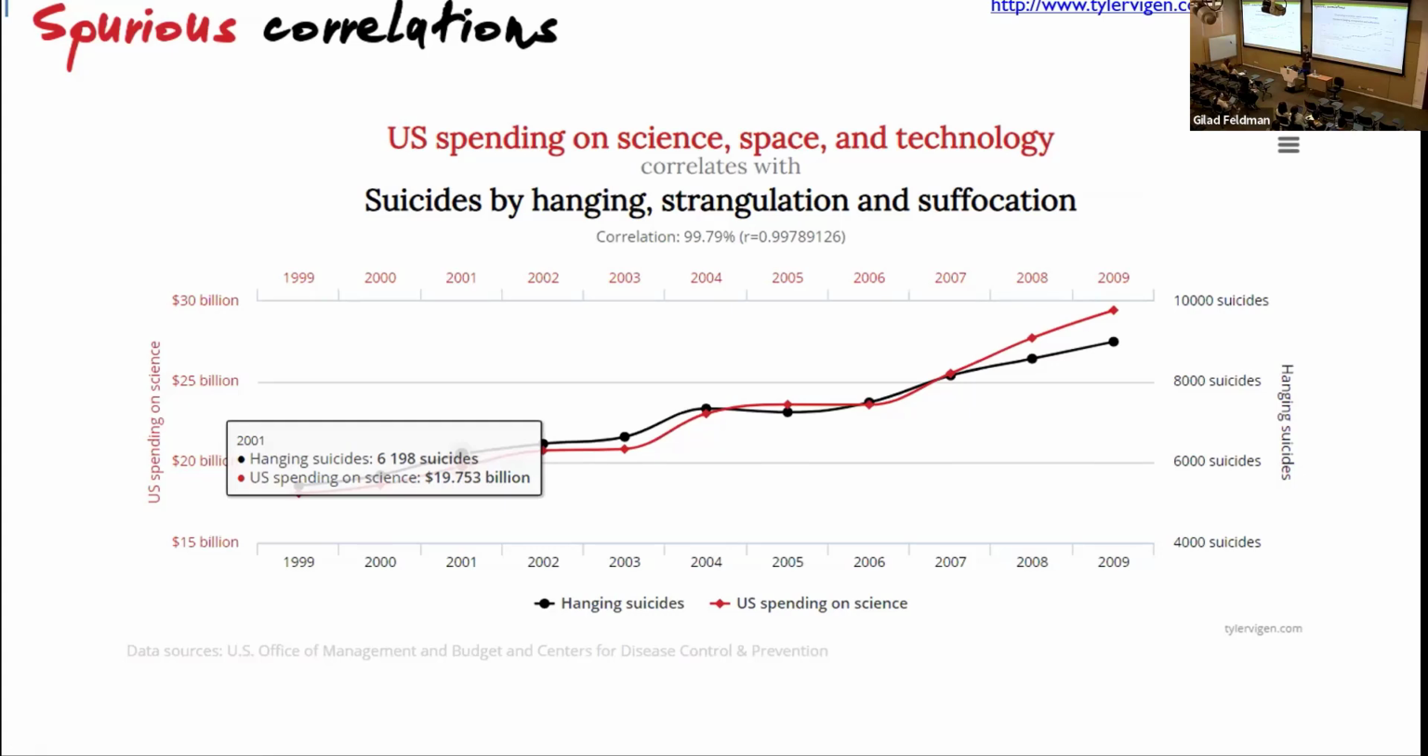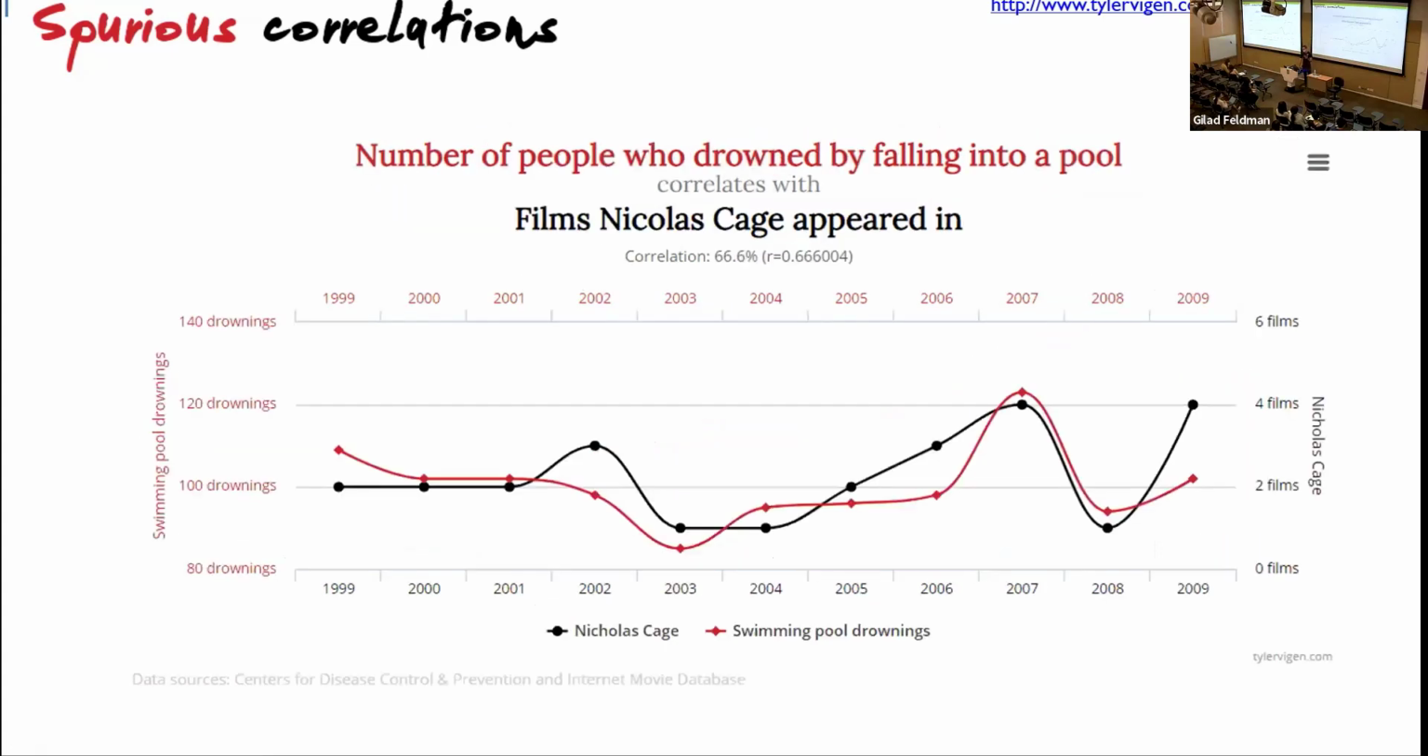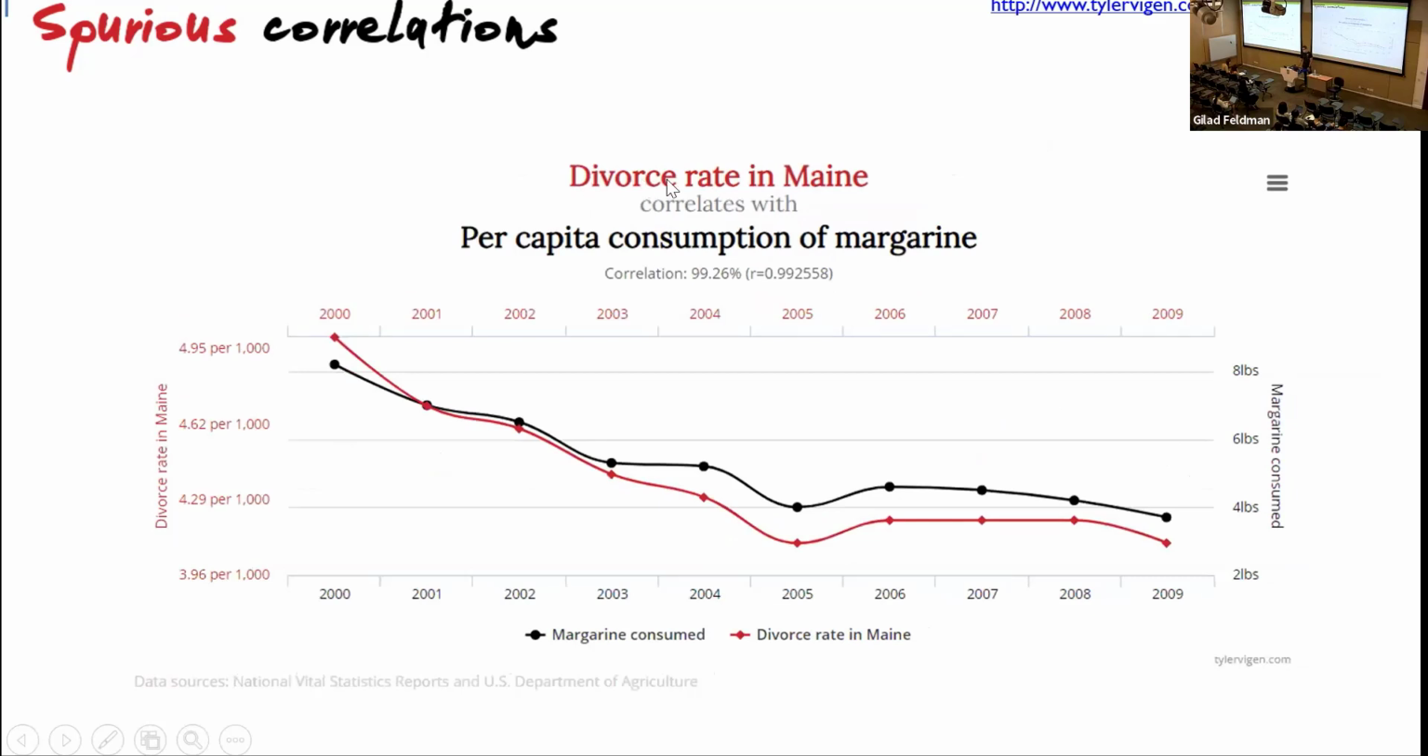There could be all sorts of things explaining this, even stranger correlations. I don't know if you're familiar with Nicolas Cage. He was a big actor during my time. So this is the number of films that he appeared in. This is my time, 1999, 2000, 2001. So almost 2 films, 3 films, 4 films every year. Number of people who drowned by falling into a pool. So it seems like Nicolas Cage is either causing this or is affected by this in some way. But this is a smaller correlation, just 66.6. Divorce rate in Maine and per capita consumption of margarine.